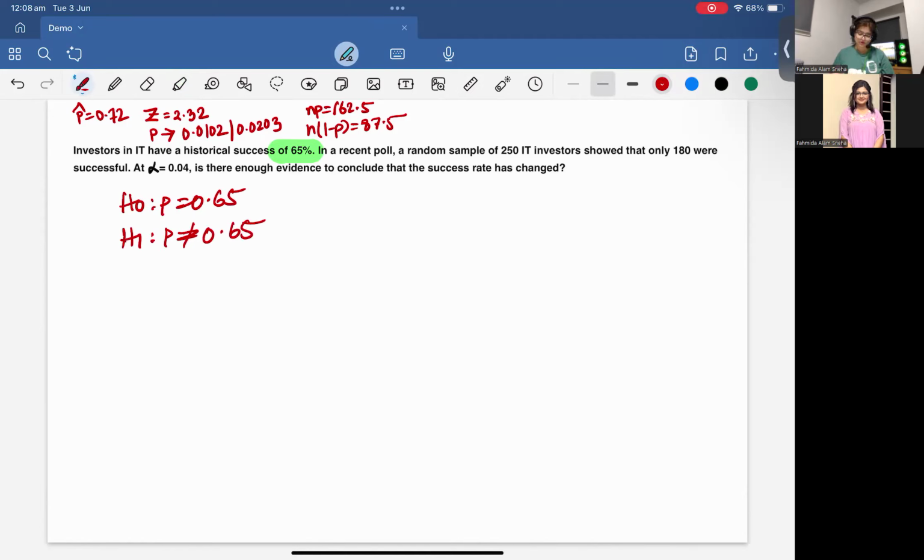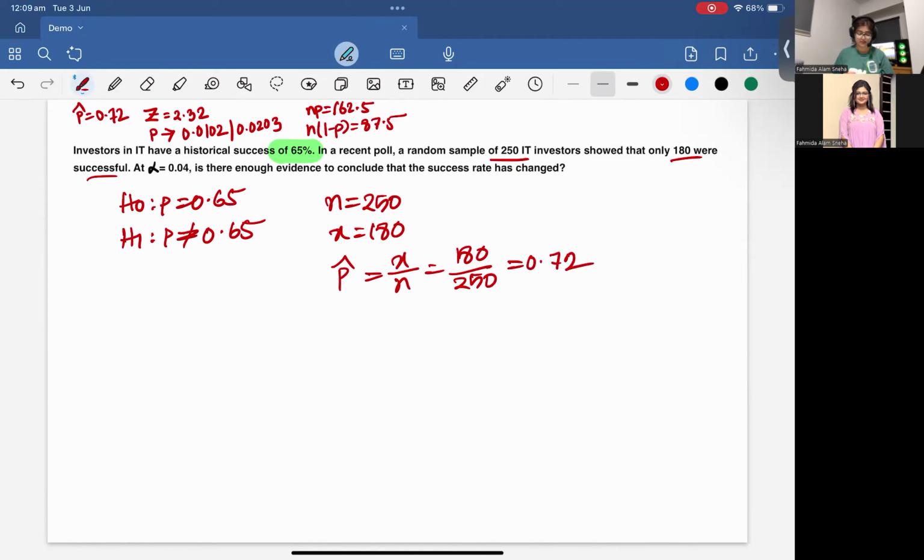Now we have to see the sample size here is n equals 250, okay, and 180 is the success rate. So the success rate we denote by x equals 180. Now, the sample proportion, which we denote by p hat, equals x divided by n, which is 180 divided by 250. And so the sample proportion will be 0.72.